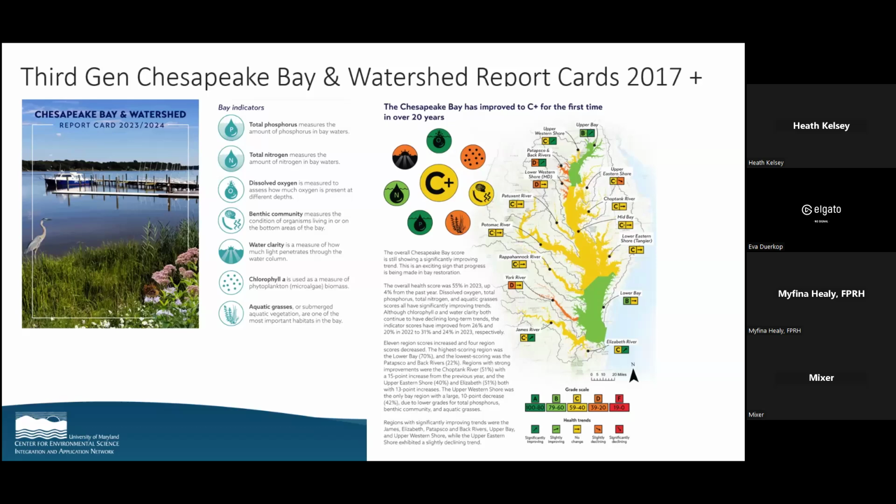Same indicators, slightly different way of presenting the results. But the same kind of information and looking at how things are doing in different places. Next, please.